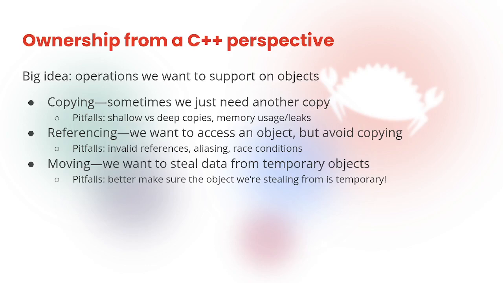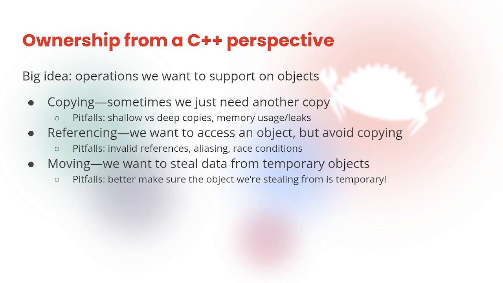Another thing we want to do on objects is referencing. We want to access an object. We want to be able to read its data, but we don't want to copy it. So we use pointers for that, right? References, pointers, pretty much the same thing. But now we have other pitfalls. We have invalid references, where maybe you deleted an object, but you still have a reference to it somewhere else, and you try to access that reference. Segmentation fault. Aliasing, two variables are referencing the same object. One changes, the other one gets surprised. Race conditions, right? When you have references in different threads that try to access the same object at the same time.